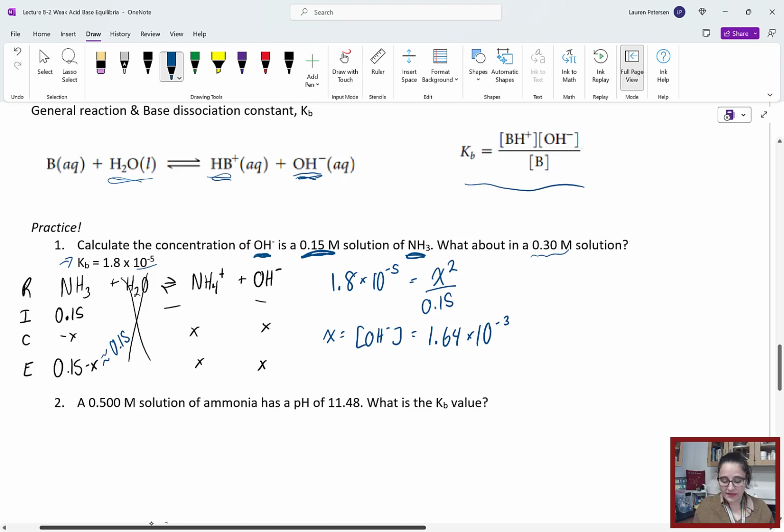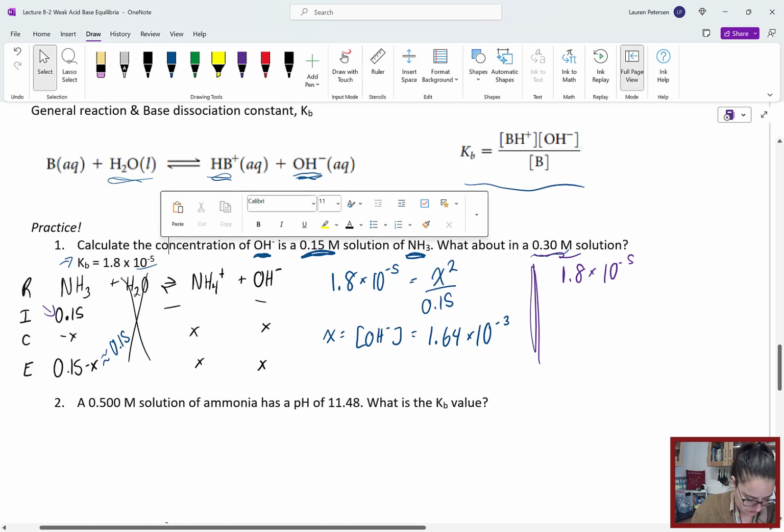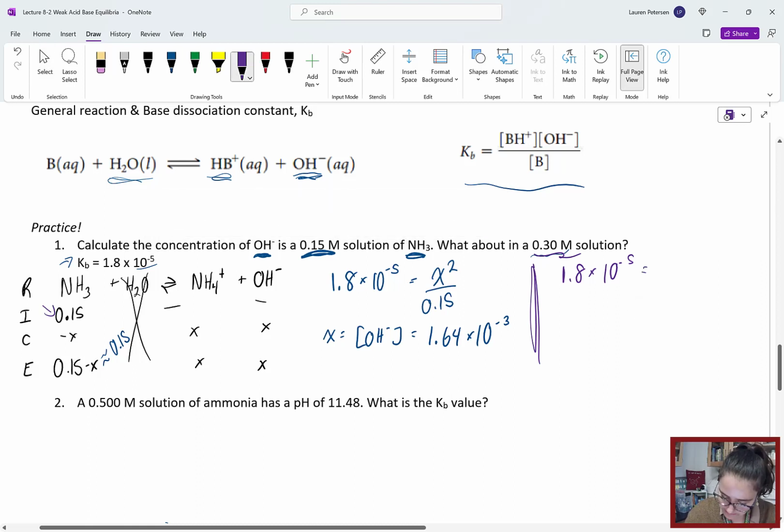And that's in the 0.15 molar. To do the 0.3 molar, we're not going to have that much different of a calculation. It's just going to be a different initial concentration. So I can set that up using pretty much the same equation. And we get an X, which is our concentration of OH minus, to be 1.8 times 10 to the negative 5 times 0.30. Take the square root of it, and we get 2.32 times 10 to the negative 3.